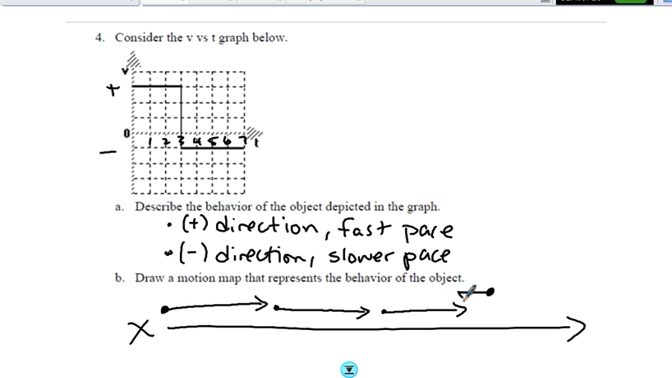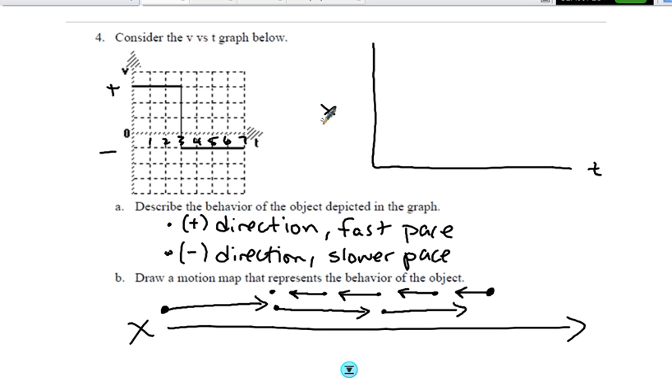So this dot is 4 seconds in, 5 seconds in, 6 seconds in, and at 7 seconds we don't know what it's doing. So that's the total graph. Now we could also draw, it didn't ask us to do it, but let's draw a position versus time graph. Now we have to make sure that our graphs agree.